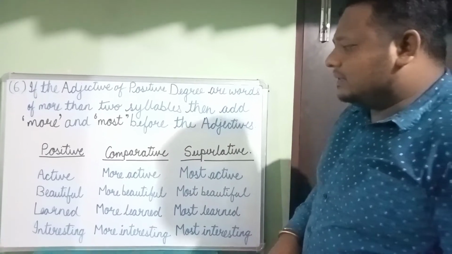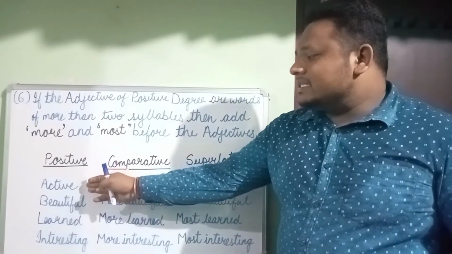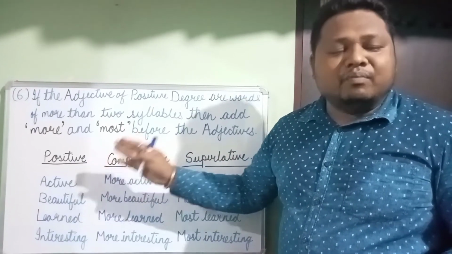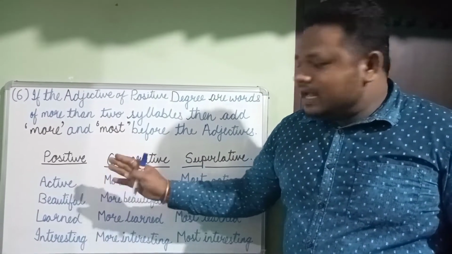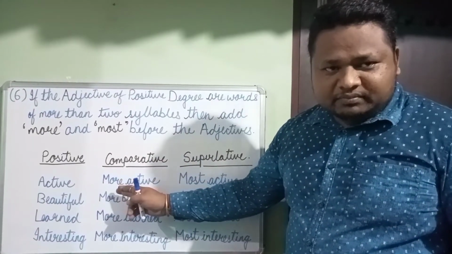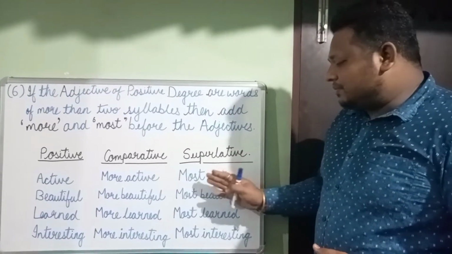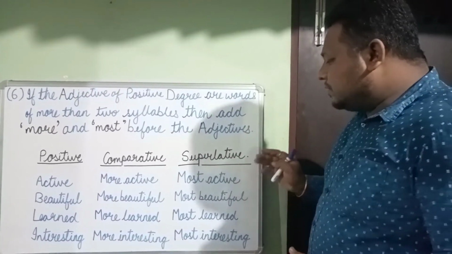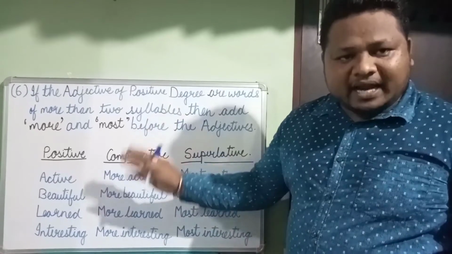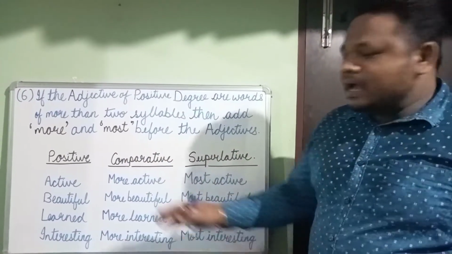Let us see some examples. Active. We can see that active has more than two syllables. Then for making the comparative, we have to add more. So it will become more active. And in superlative, we have to add most. So most active. So for active, it will be more active, most active.